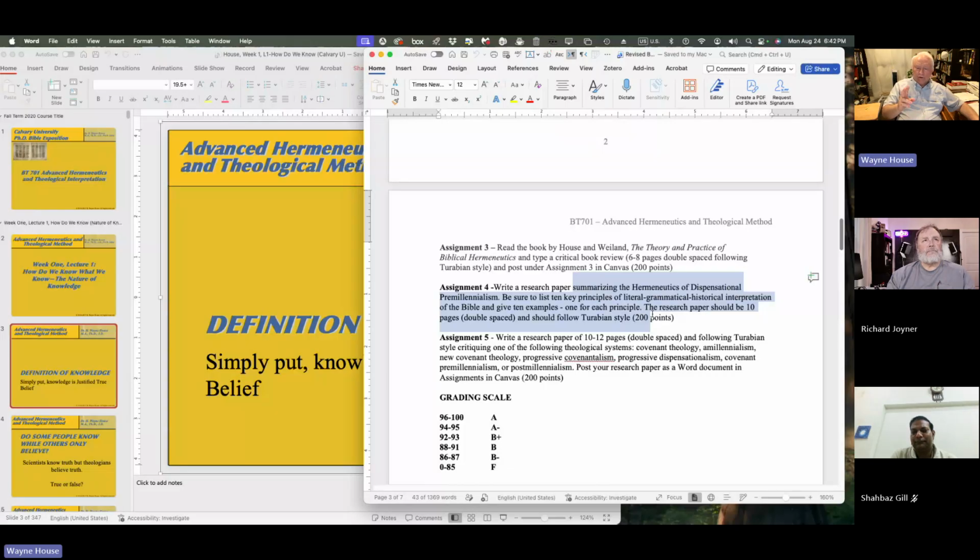And the difference between the two is that pre-trib says that Christ will come before a tribulation period of 7 years. Premillennialism says Christ will come before a period of 1,000 years. And they're talking about different scenarios. Do you understand that? Yeah. Okay. That's a good distinction.